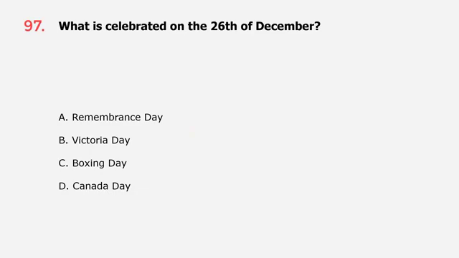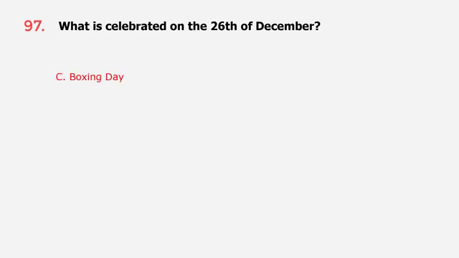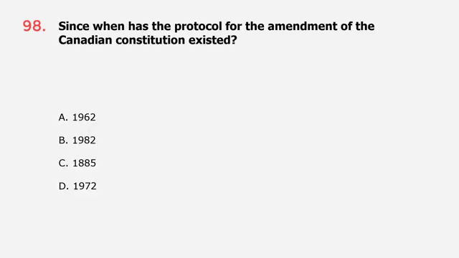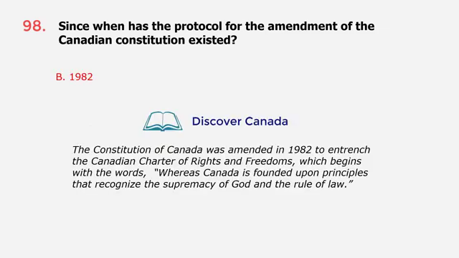Question 97. What is celebrated on the 26th of December? A. Remembrance Day. B. Victoria Day. C. Boxing Day. D. Canada Day. The answer is C. Boxing Day. Question 98. Since when has the Protocol for the Amendment of the Canada Constitution existed? A. 1962. B. 1982. C. 1885. D. 1972. The answer is B. 1982.